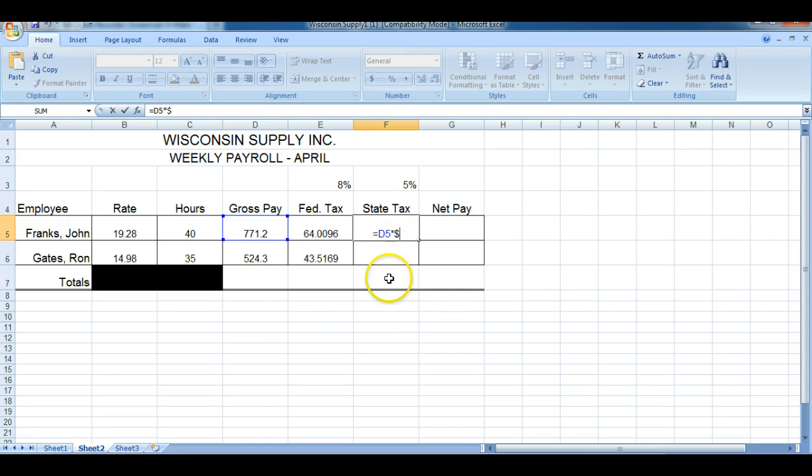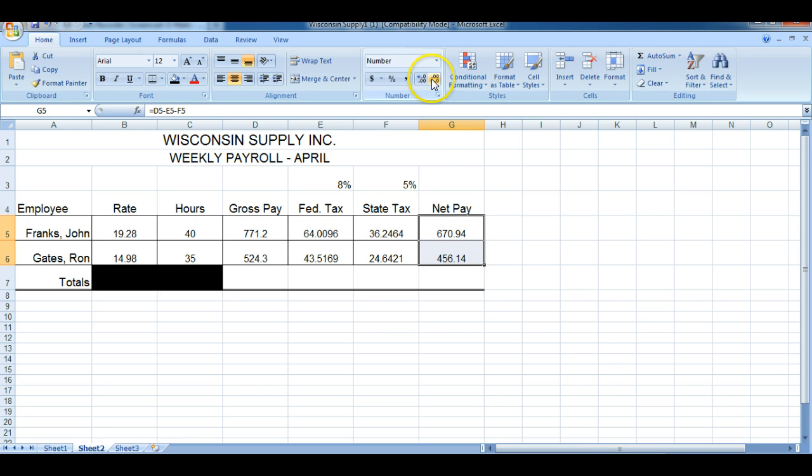This time we are in column F. Freeze again because that 5% is in row 3. Notice the colors. Very nice. Enter. Click back on your answer. Okay, now we're to net pay. How much will they be paid after taxes are taken out? Start with the equal sign, begin with gross pay, minus federal tax, minus state tax. Enter, got your answer, pull it down.